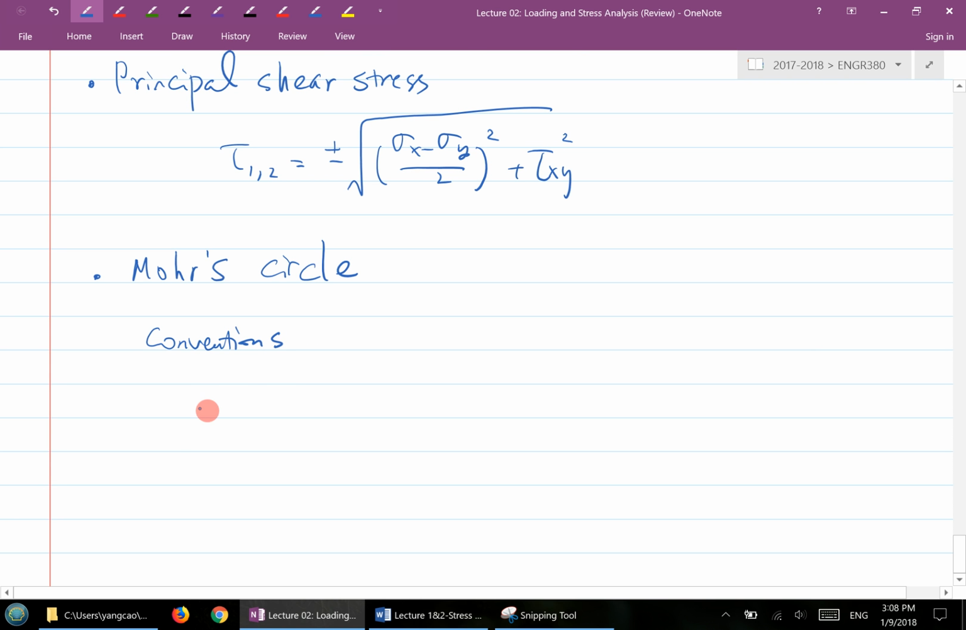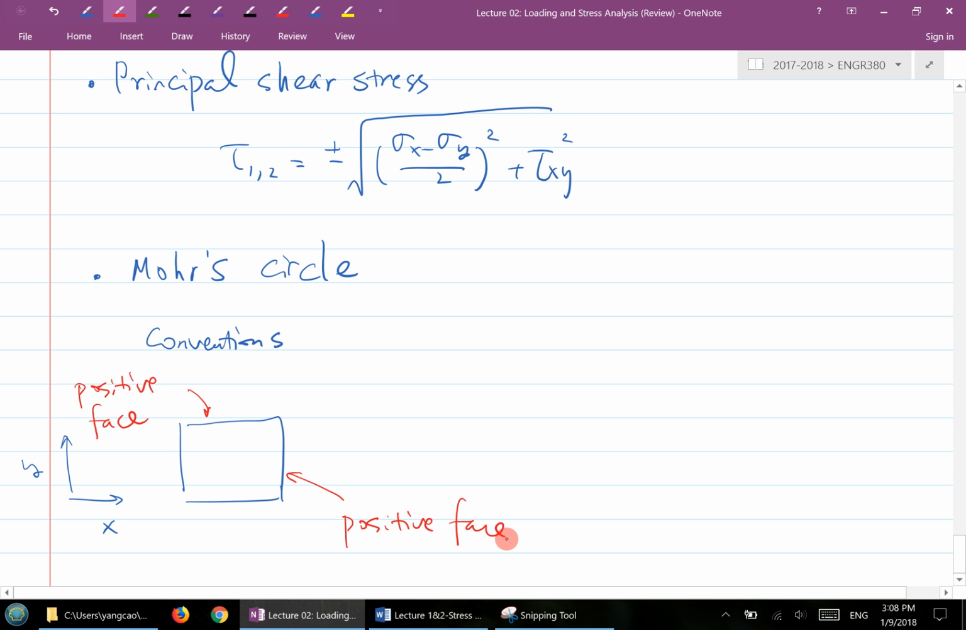Let's say I have a state of stress element. This is a planar case, so this is your y-axis, your x-axis. Number one, you need to be clear about what the positive faces are. There are two positive faces, these two here. And then we'll have a sigma x, sigma y, and tau xy for this planar case.